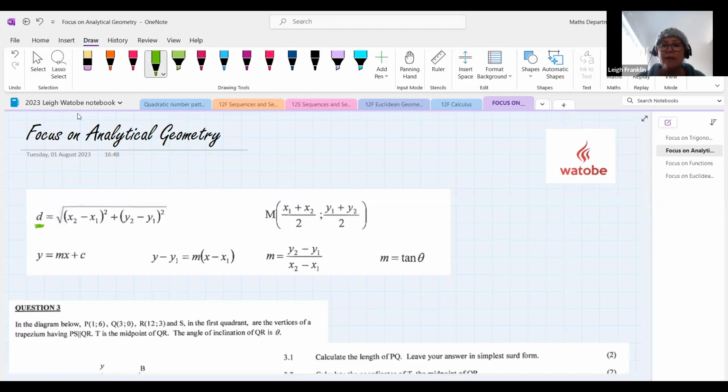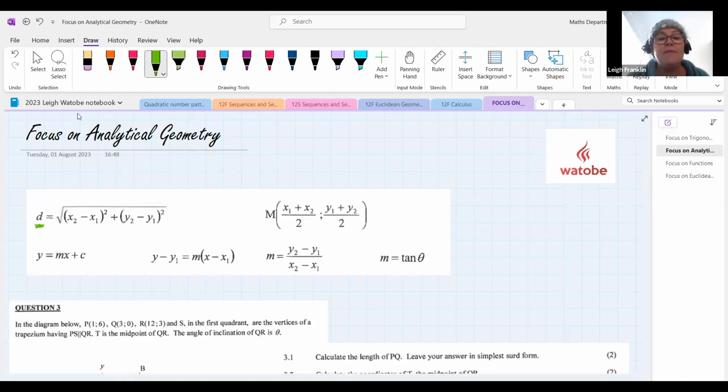You don't need to use distance formula, grade 11s and grade 12s, when they ask you to calculate the length of a horizontal line or a vertical line. When they ask you to calculate the length of a vertical line, you're going to say the y at the top minus the y at the bottom. For a horizontal line, you're going to use the x to the right minus the x to the left. Distance formula is only for lines that are diagonal.